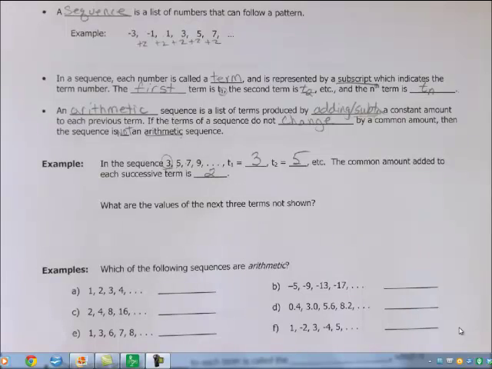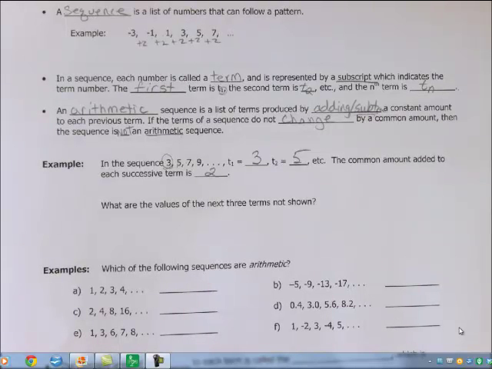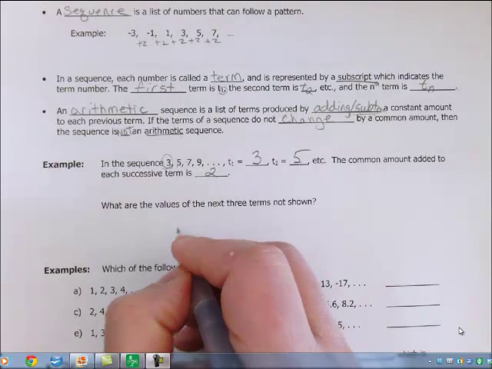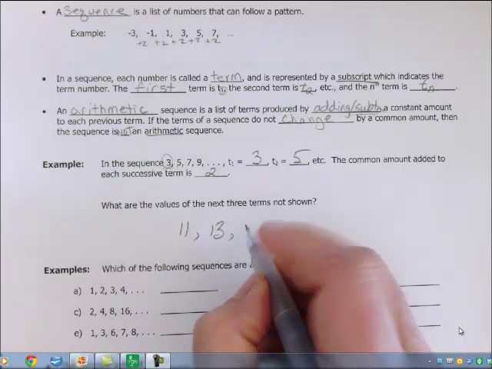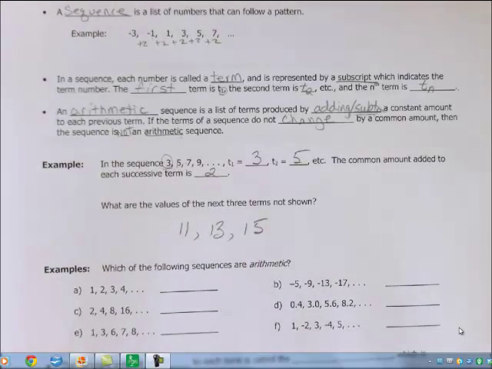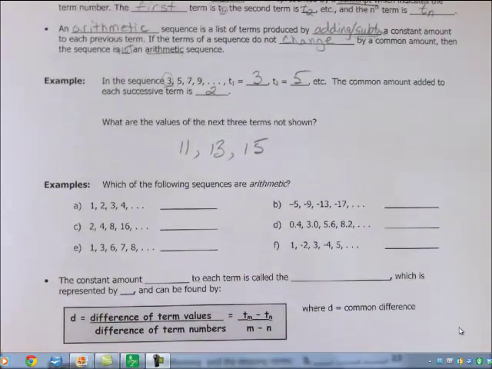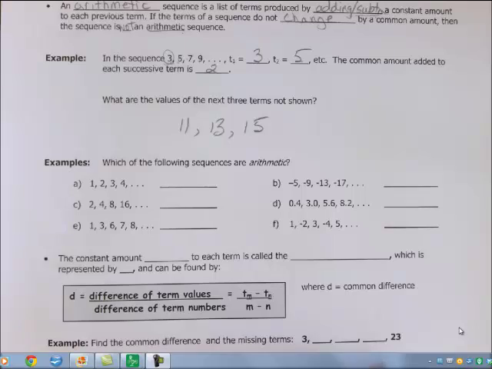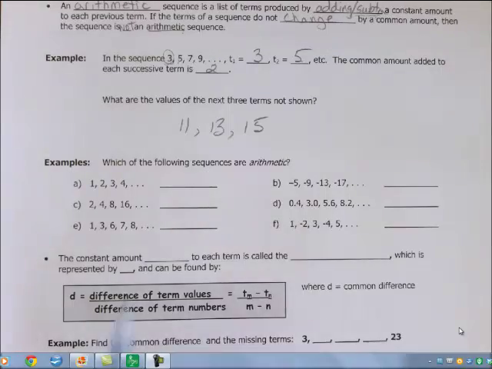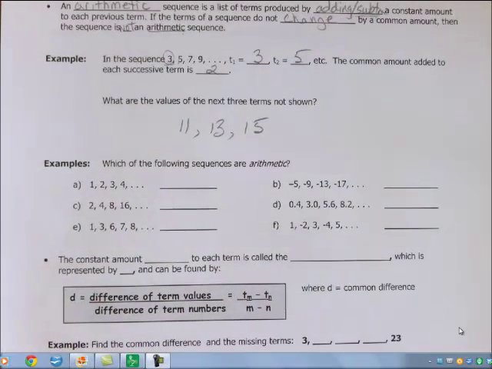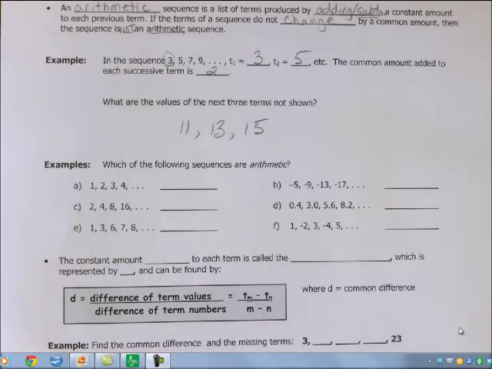Now, what are the values of the next 3 terms not shown? Well, you're just going to take the 9 and add 2 to it, and it's 11. Then you add 2 to the 11 and you get 13. And then you add 2 to that and you get 15. Now, it's asking which of the following sequences are arithmetic. So which of the following sequences listed here go up or down by the exact same number each time? Hit pause on the video, try these questions, and when you have them done, press play again.